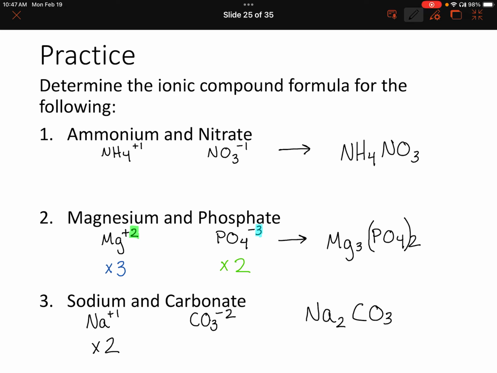But again, it is really important to memorize those polyatomic ion formulas because that way you can recognize when you do have a polyatomic ion, like carbonate or phosphate or nitrate. So definitely make sure to look at those flashcards. You can even write your own if you would like.